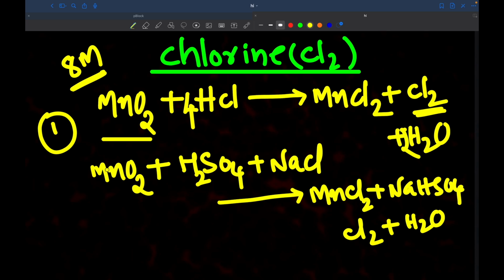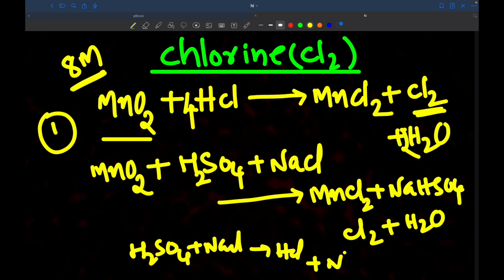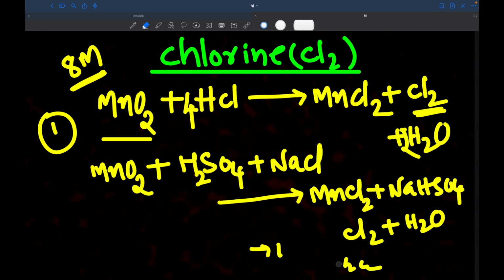One thing is common here: manganese dioxide plus HCl, and manganese dioxide plus NaCl. Actually these two reactions are the same. Why? Because H2SO4 plus NaCl gives you HCl and Na2SO4. Ultimately you are reacting HCl here, but here HCl is produced first and later reacted. That's why two reactions are given, but the preparation is only one.